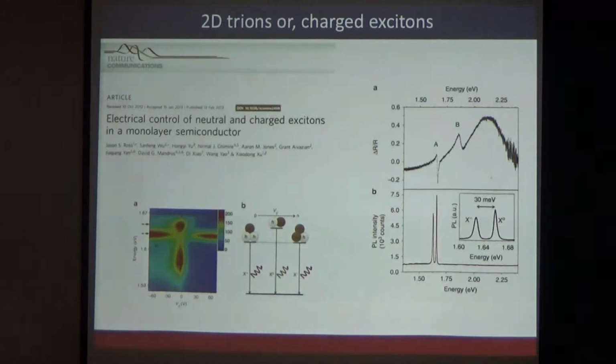And these are, I guess, not your data, but these are the low temperature ones. Which material is this? This is MoSe2. Sorry, I forgot to mention the material. So this is molybdenum diselenide.